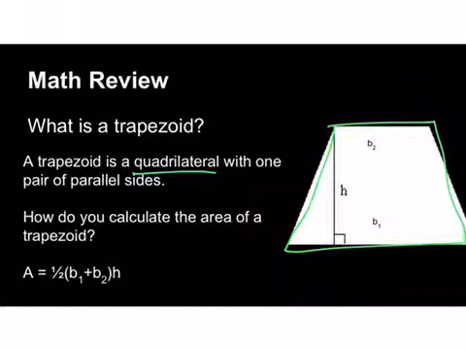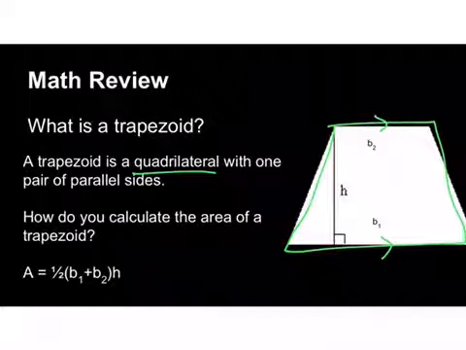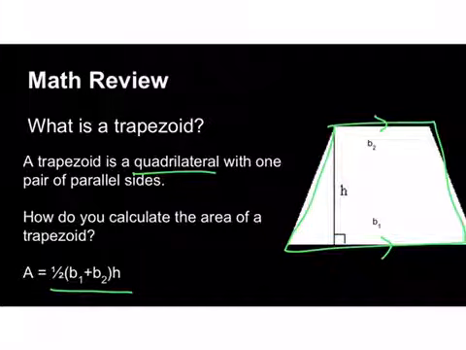And it has one set of sides that are parallel, so in this case, the top and the bottom. And the area of a trapezoid is 1/2 base 1 plus base 2 times the height. The bases are always the parallel sides, and the height is the distance between them.